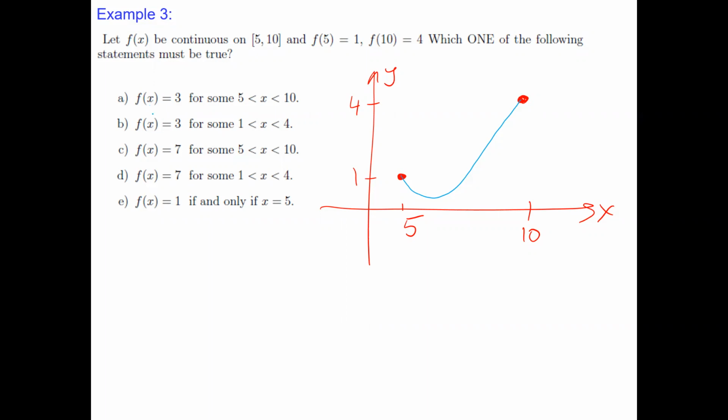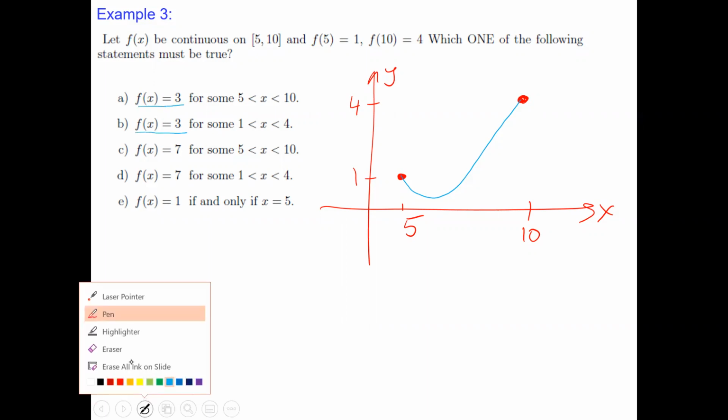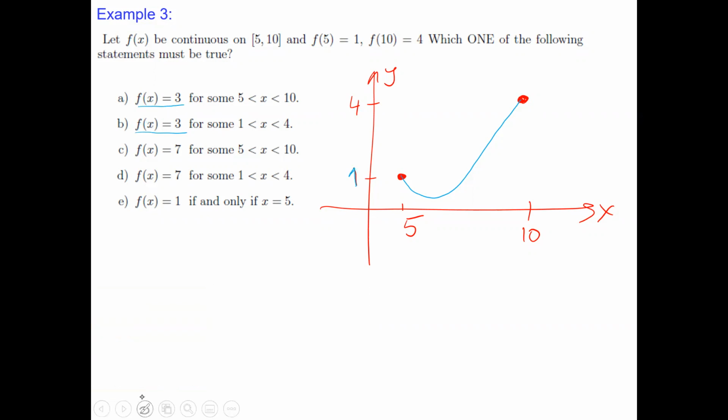For f of x equals 3 for some values of x between 5 and 10. That means 3. This makes sense because 3 is a value between 1 and 4. That means it could be between f of a and f of b, which could be my n value. Okay, I can draw this.